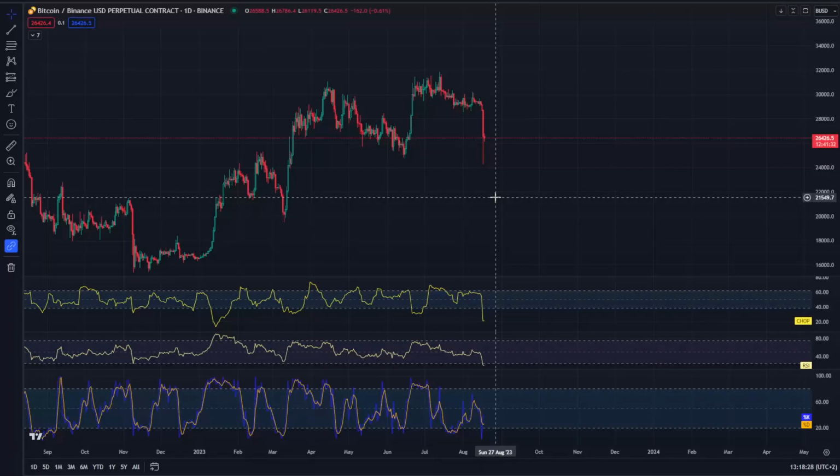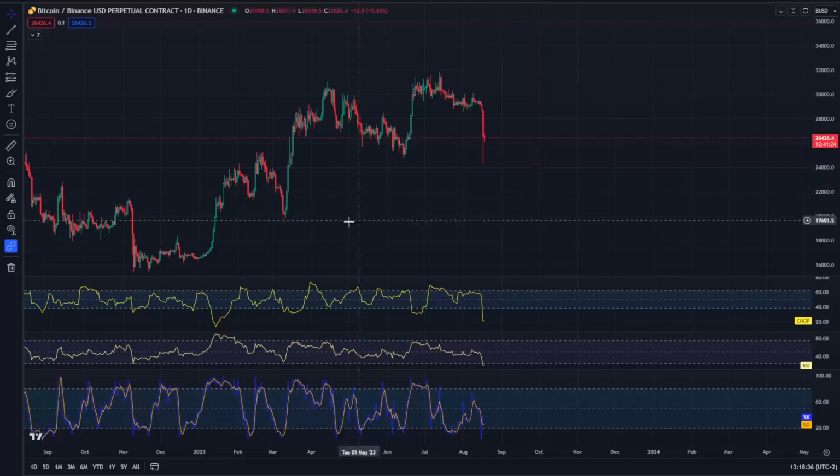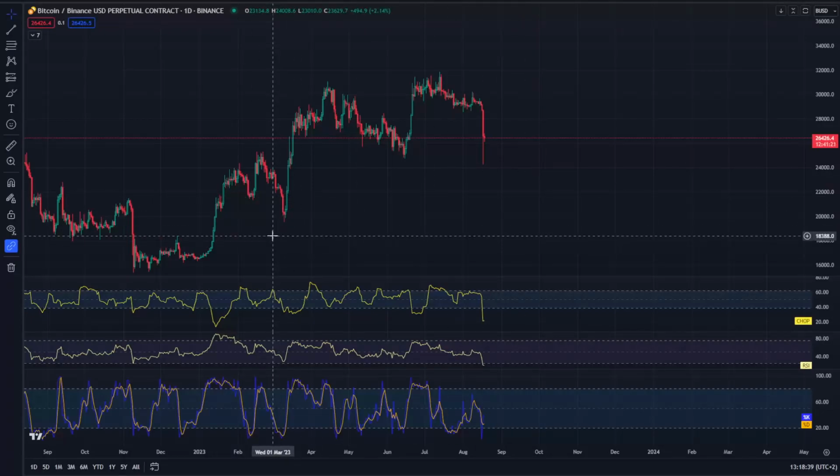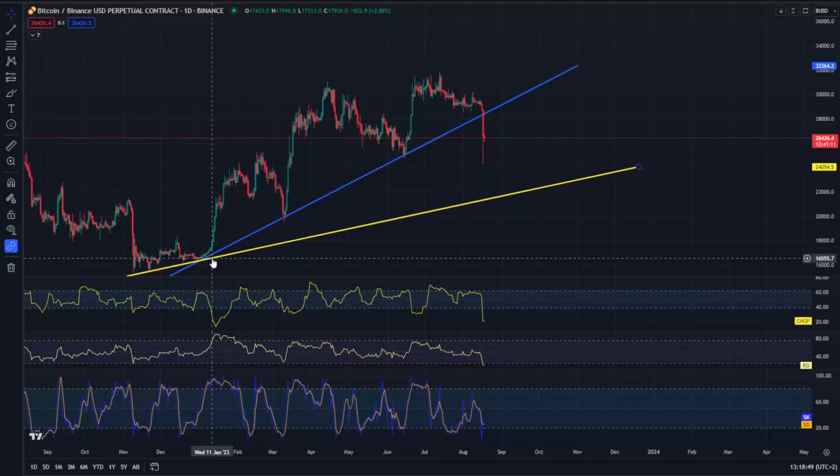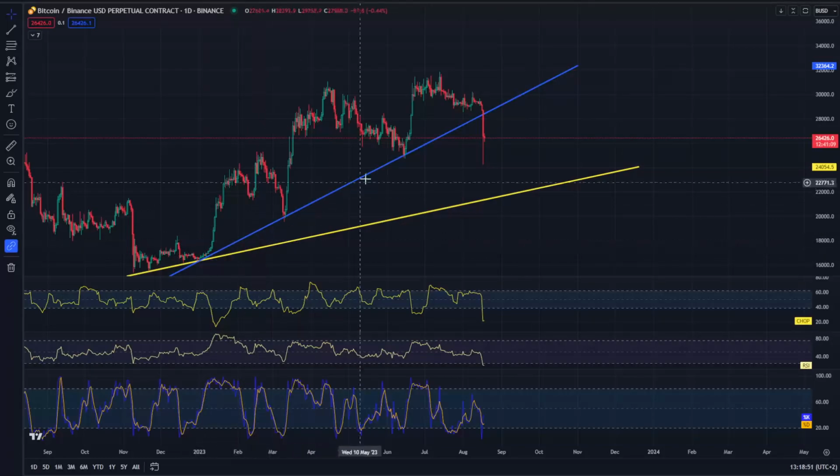Let's start by checking the current situation on the BTC pair to USDT, taking into account the one-day interval. First, we will mark the main uptrend line with the yellow line, then we will mark the uptrend line with the blue line from which the price went down.